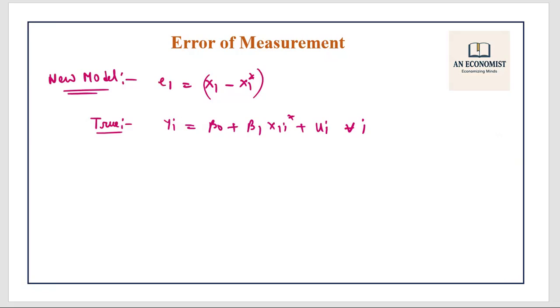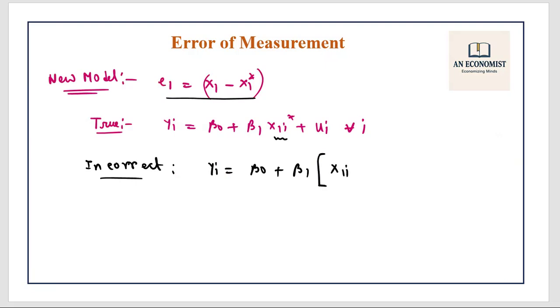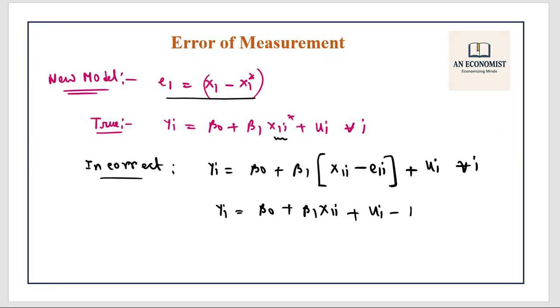So how will you write the incorrect model? Incorrect model means the model with measurement error basically. So we'll simply substitute this xi star using this particular relationship. If you do that, you will get yi equals beta naught, which remains as it is, beta 1 remains as it is. Now instead of x1 star, you will write x1i minus e1i. This is the new modification and ui remains the same. So you can simplify this further: beta naught plus beta 1 x1i, just multiplying the terms, plus ui, and then minus beta 1 e1i.